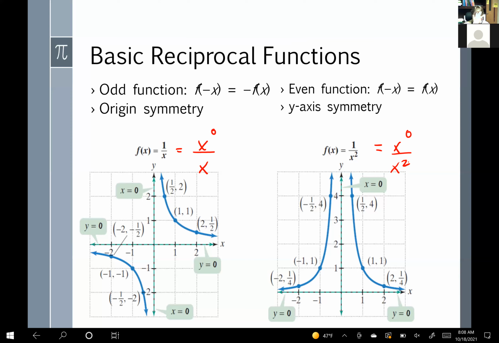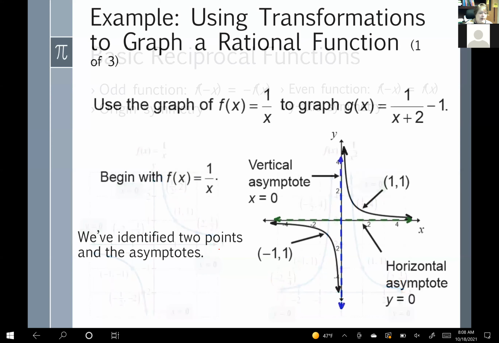So you can take these two basic reciprocal functions and transform them just like you did in chapter 2, section 5. You can translate them by moving them horizontally. You can translate them by moving them vertically. And you can even reflect them by multiplying by a negative. So for example, the function f of x equals 1 over x, you can see the graph there. It's the standard reciprocal function.